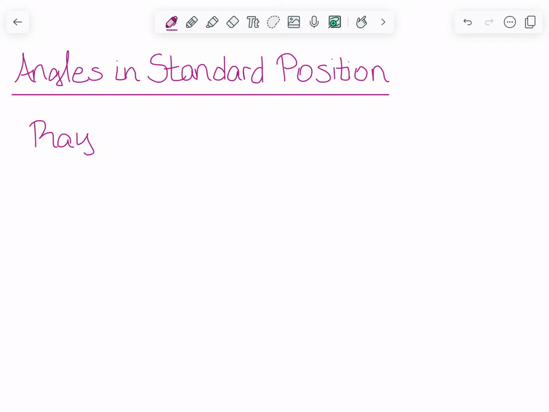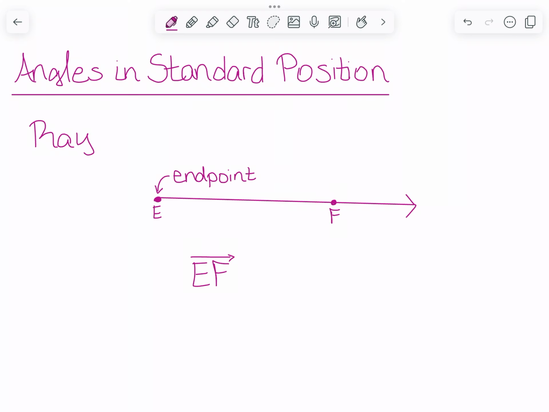A ray consists of a single point, which I've labeled here as E, and all of the points on a line extending in one direction of that point. Like this. That first point that we started with is called the endpoint. When we refer to a ray, we do it by stating its endpoint and any other point along that ray. So if I label another point along this ray F, we would write this as EF with this arrow over it. The endpoint is always listed first, and then any other point can be listed second.